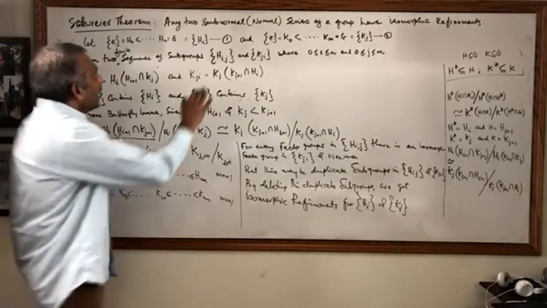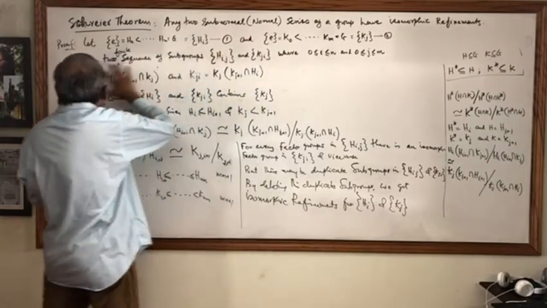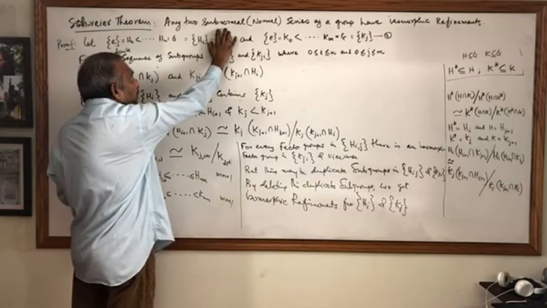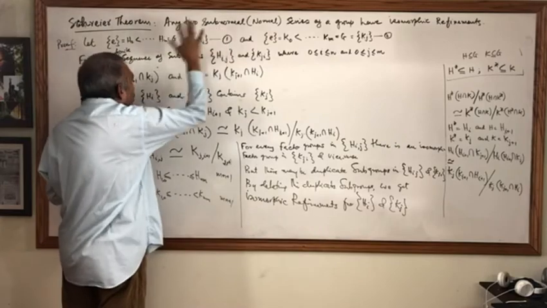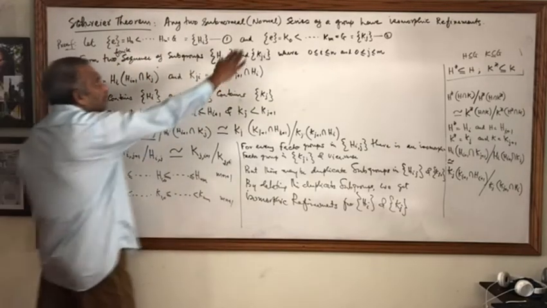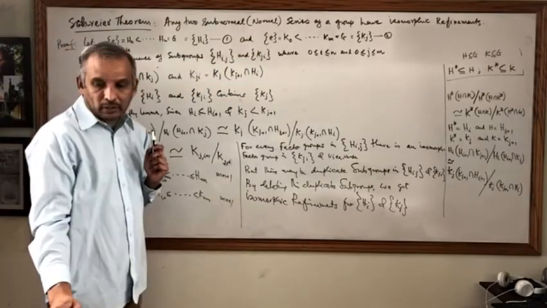So every normal group is a subnormal group. We proved the whole theorem for subnormal groups, but every normal group is a subnormal group. So the result follows exactly the same for normal series of groups also.